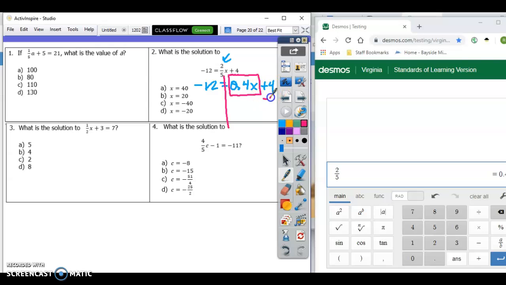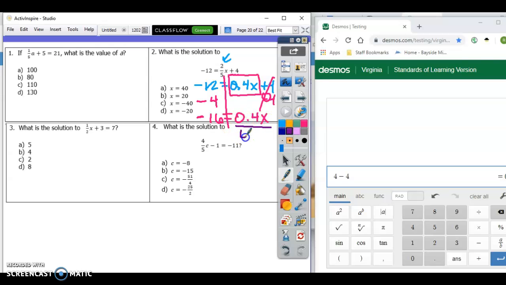So the opposite of plus 4 is minus 4. So I always check that, because this is where you can mess up the entire thing. So I have positive 4, minus 4, and I have 0. So at that point, we can cross it off and then do the same thing on this side, minus 4. So negative 12 minus 4, you can type that in your calculator. I know that's negative 16 equals 0.4x. So now we're going to divide by 0.4 on both sides and see what we get as our answer.